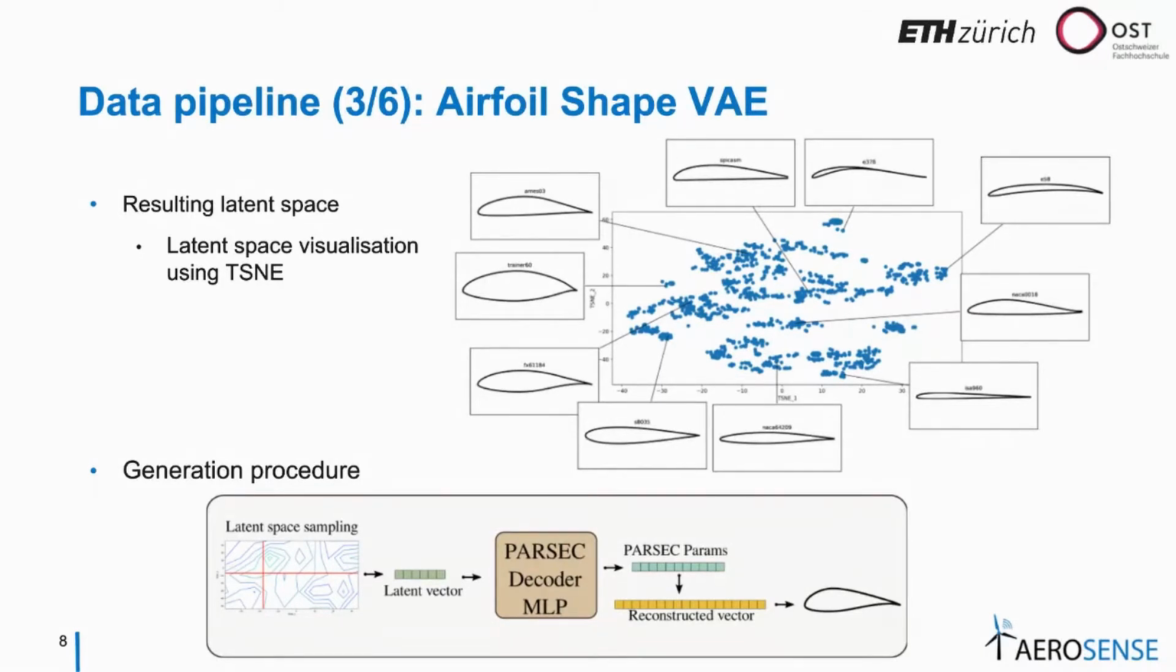And so then we want to use the generative procedure: we sample from this latent space to get a latent vector and then pass it through our trained decoder. And with that decoder, then we can get the airfoil shapes.